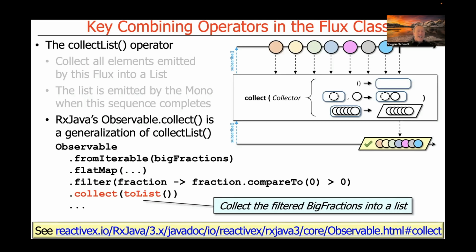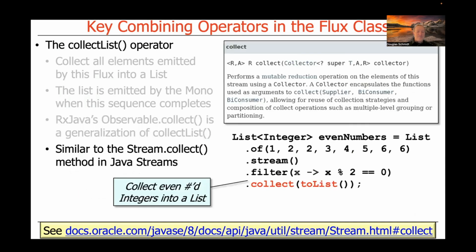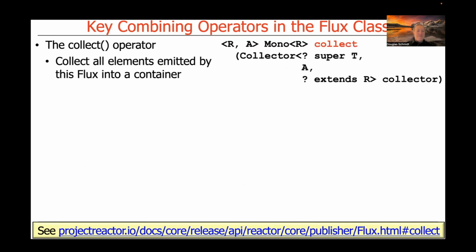RxJava doesn't have a collect list method. Instead, it has a collect method, as does Project Reactor. We're about to talk about Project Reactor's collect. And you'll see that collect followed by toList gives essentially the same behavior as collect list. And that's true for both RxJava and true for Project Reactor. And of course, Java Streams has a collect method that can be used with a list as well. In fact, we can use the toList method to work like collectList does in the Project Reactor API.